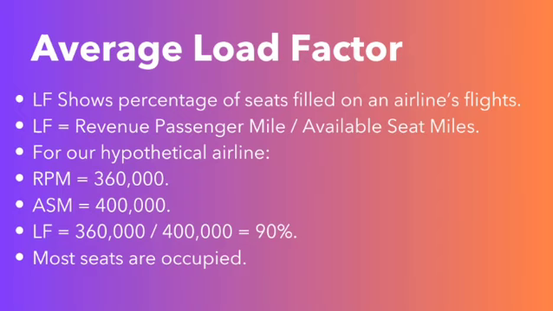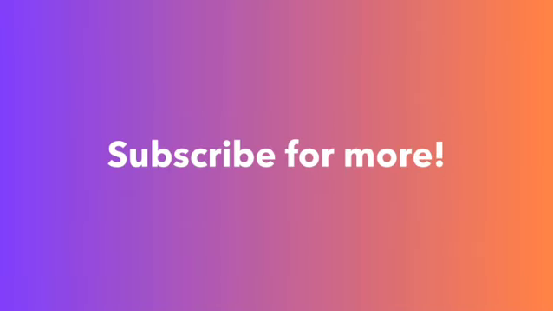Finally, we're going to talk about the average load factor that shows the percentage of seats filled on an airline's flights over the entire distance flown. It can be calculated by dividing the revenue passenger miles by the available seat miles. For our hypothetical airline with 360,000 revenue passenger miles and 400,000 available seat miles, the load factor would be 90%, meaning most seats on our airline are filled.